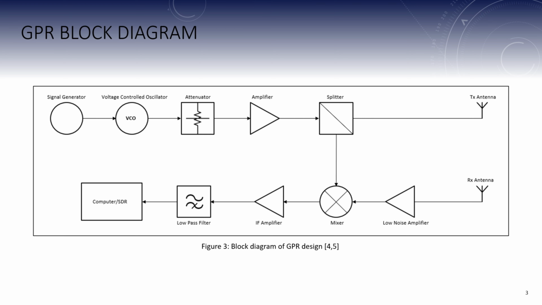We have the signal generator generating a signal that goes to the voltage controlled oscillator, to the attenuator, amplifier, and into the splitter. From the splitter, it goes to the transmitting antenna and to the mixer. The receiving antenna receives the signal, passes it through a low noise amplifier into the mixer, which then goes through the intermediate frequency amplifier into the low pass filter and then into the SDR for processing.